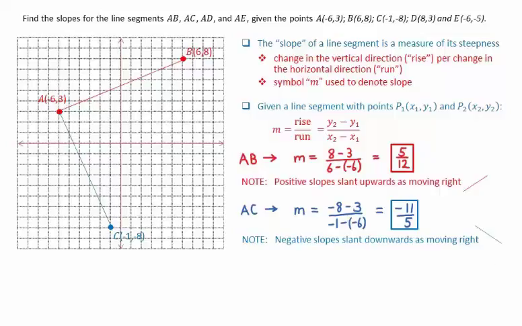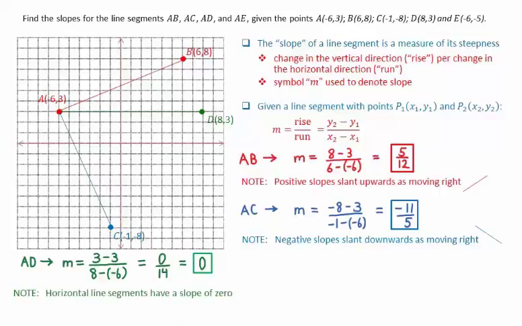Next, for AD. Again, we must first plot point D at (8, 3), and then use the slope formula. The change in the y coordinates, 3 minus 3. Note in this case, the y coordinates are equal for points A and D. And then the change in the x coordinates, 8 minus -6. This gives a result of 0/14, which is equal to 0. Note here that horizontal line segments always have a slope of 0.